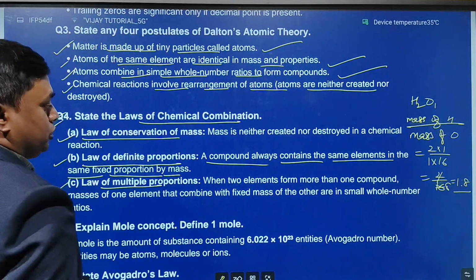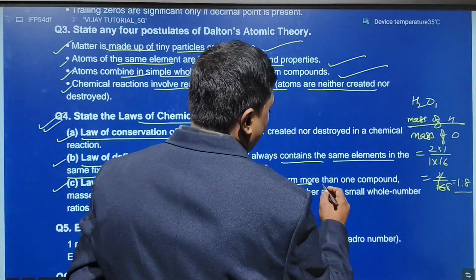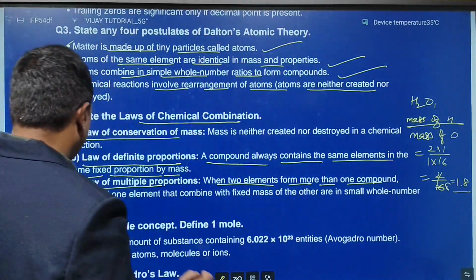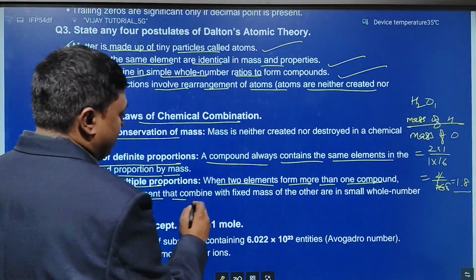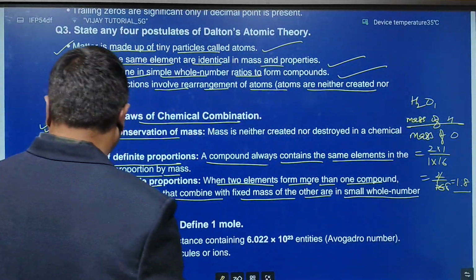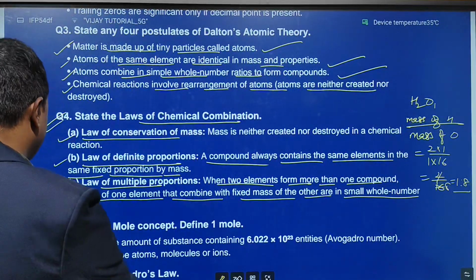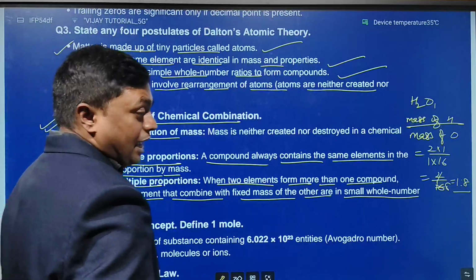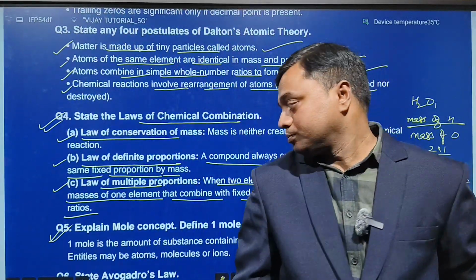Next is the law of multiple proportion. When 2 elements form more than one compound, the masses of one element that combine with a fixed mass of the other are in small whole number ratios. This is also important.